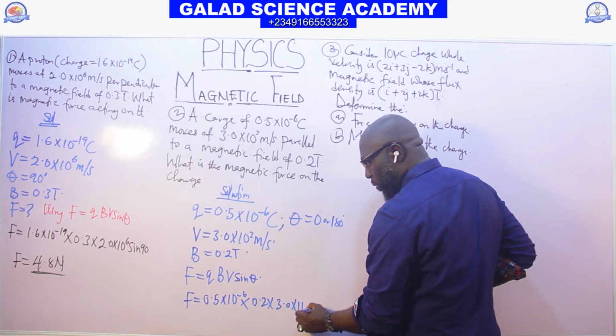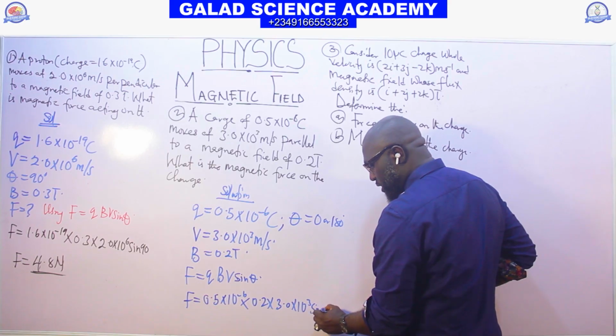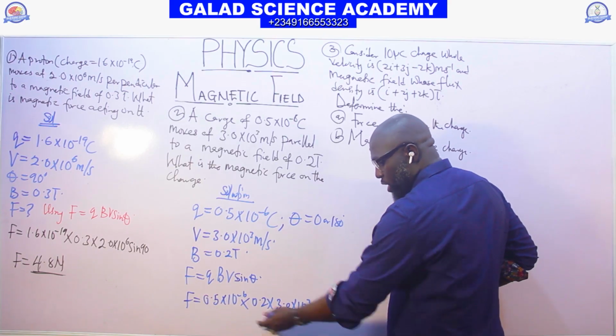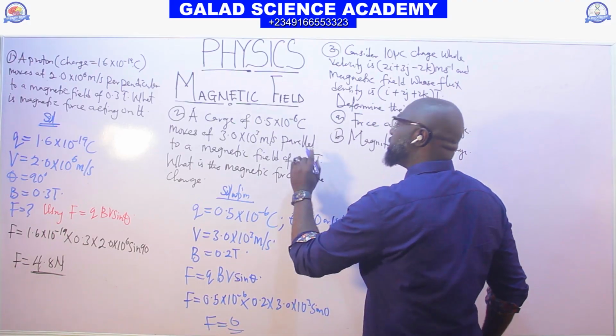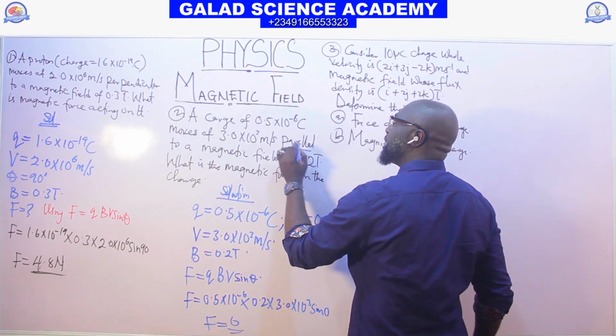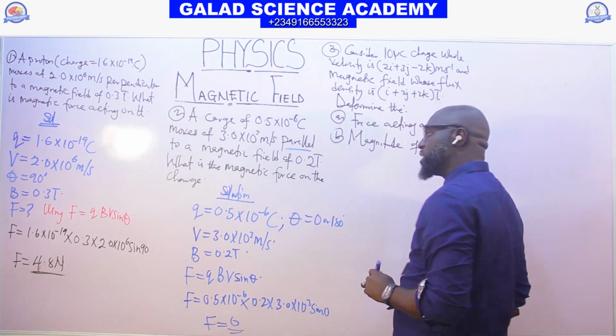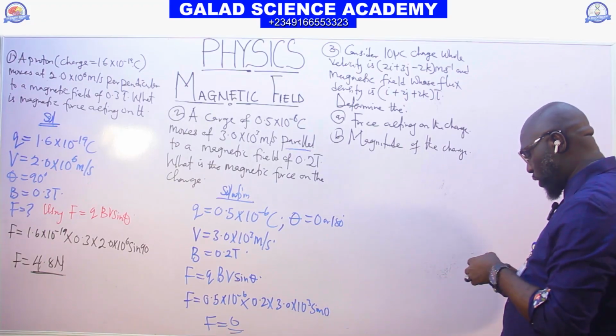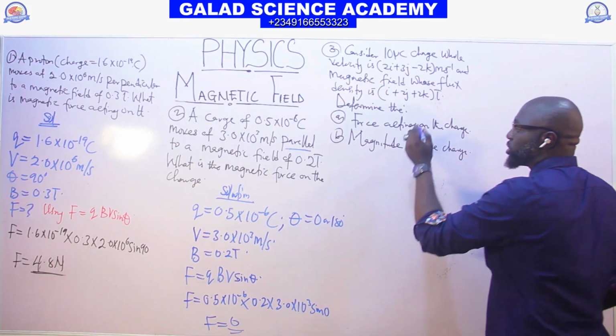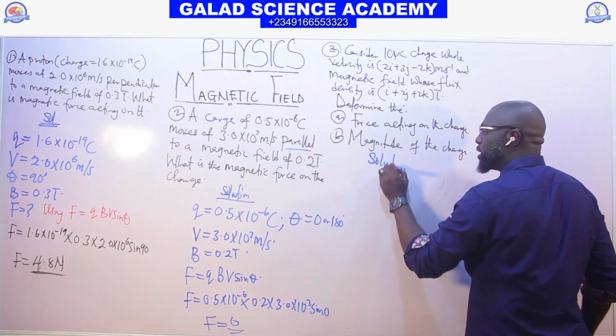3.0 times 10 to the power 3. Then sine what? 0. If you multiply everything, you get what? Your final answer here must be 0, since it's parallel to the magnetic field. I proved it for you before. So let's solve this last question. Yes, this last question is sweeter than everything.